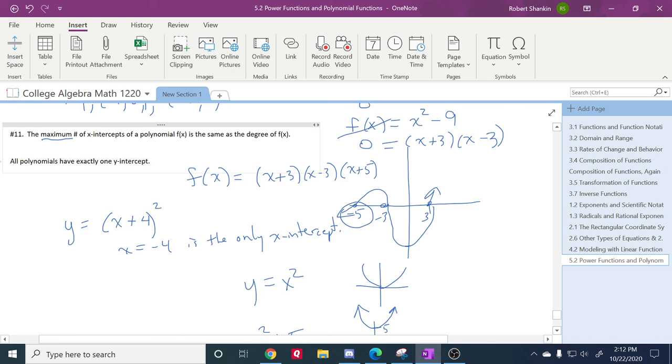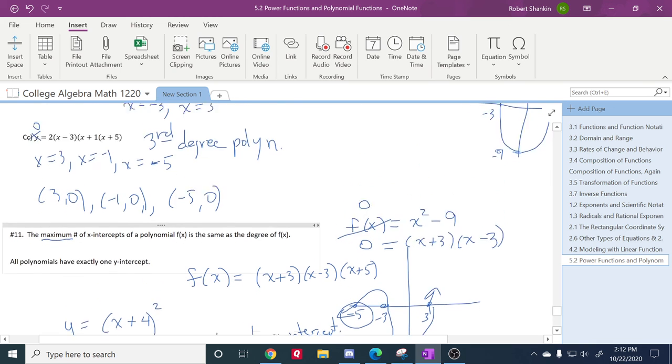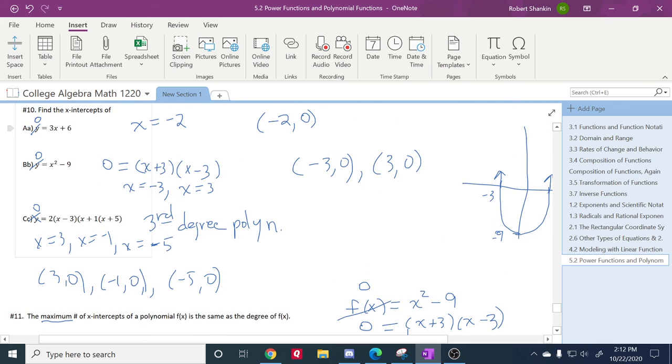And then all polynomials have exactly 1 y-intercept. Why do all polynomials have exactly 1 y-intercept? Well, look at what the form of a polynomial is. It's y equals something with x's. And then, how do you find the y-intercept? You let the x be 0. And when you let the x be 0, you'll always get 1 answer.